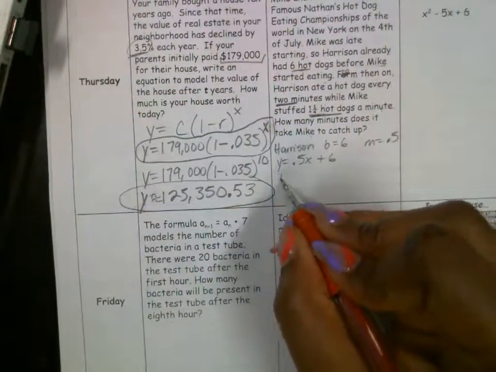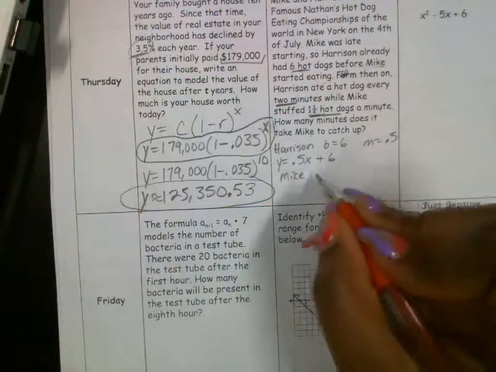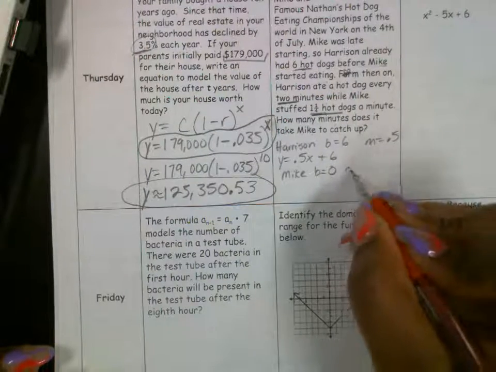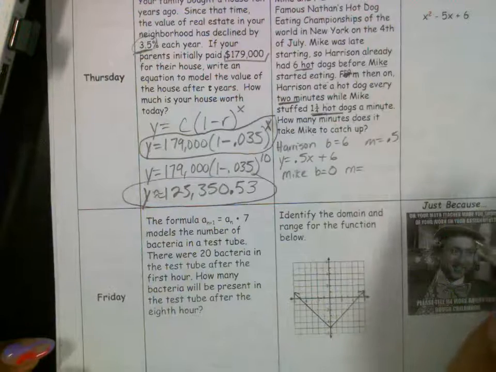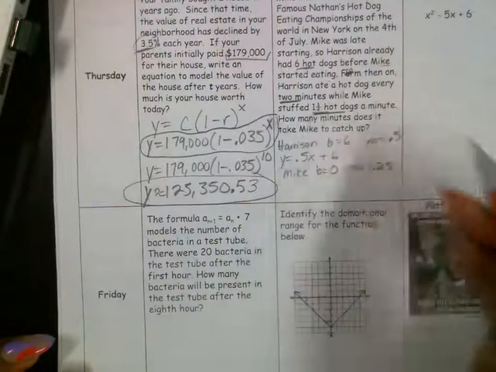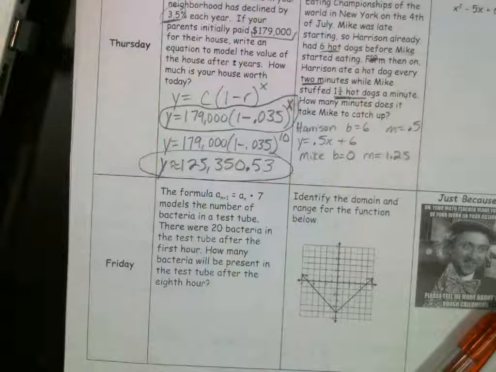Okay, so now let's use Mike. What was the starting amount for Mike? 0. Okay. And what's the rate of change for Mike? 0.5. Well, not 0.5. 1.25. Okay. Because that's 1 1/4. So how would I write that as an equation? 1.25x.